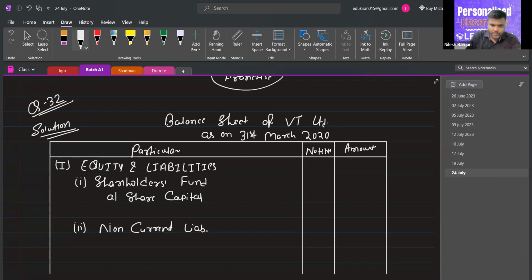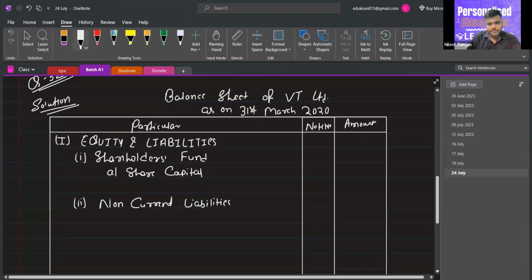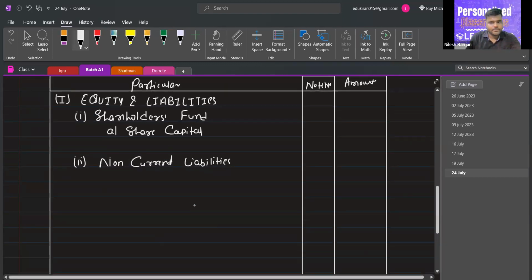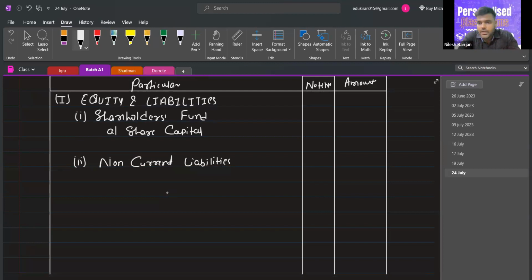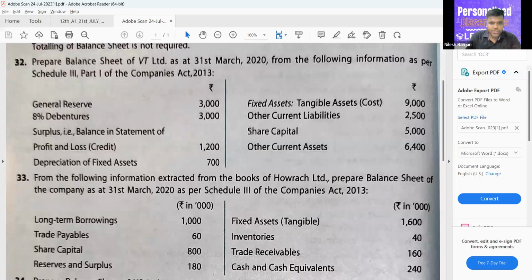Under non-current liabilities, debenture comes under which heading? Ritika, under which heading do we write debentures? Long-term borrowing. Very good. So you have to remember these things so that you can easily prepare the format. After long-term borrowing, we have written share capital, and we have to write reserve and surplus.